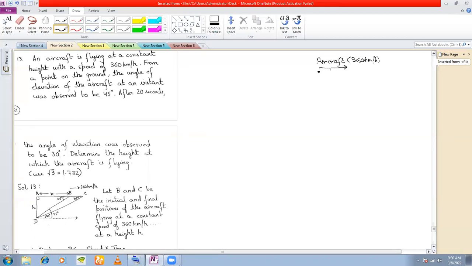From a point on the ground. Let's say this is the ground level. The height of this aircraft is given.